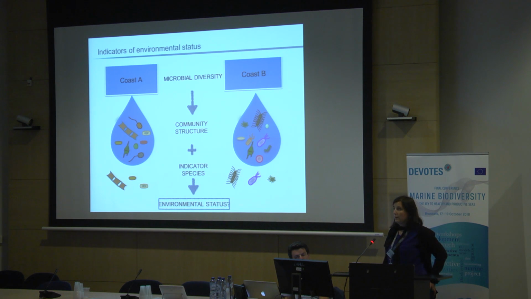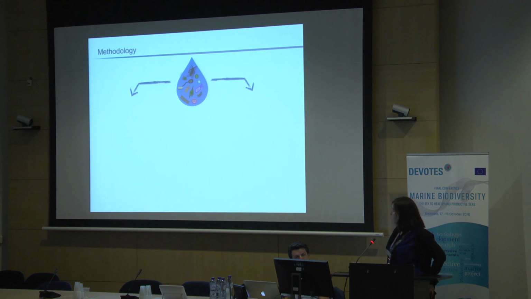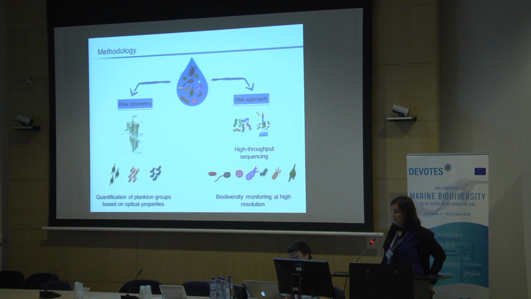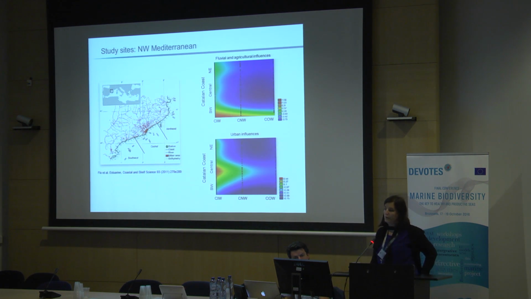So we did this following two different methodological approaches. One is through flow cytometry, which allows the quantification of major groups of plankton based on their optical properties. It's a high-throughput, cheap and easy methodology. And the second is the DNA approach, which is a little bit more complicated but provides biodiversity monitoring at a higher resolution.